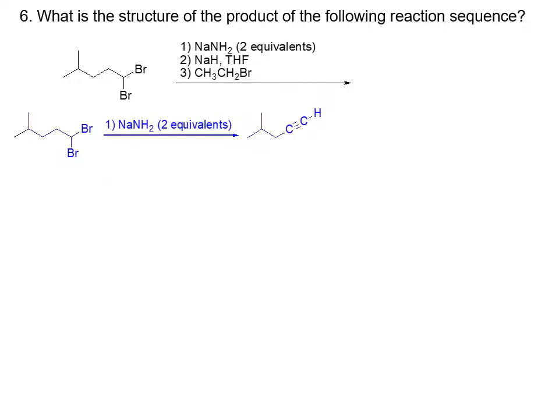alkyne. So 4-methyl-1-pentyne. Then reaction of the terminal alkyne with another strong base, sodium hydride, will result in deprotonation of the terminal alkyne, in formation of the acetylide anion. And then we have sodium acetylide, which is a strong nucleophile, and in the final 3rd step, it acts as a nucleophile in an SN2 reaction with bromoethane to give the final product. And so here we have the final product. It is 6-methyl-3-heptyne. So 6-methyl-3-heptyne.